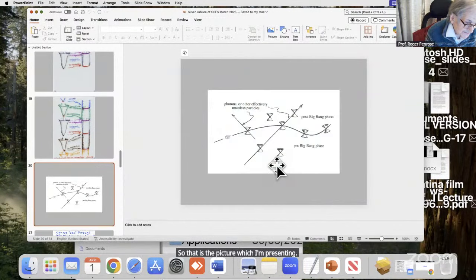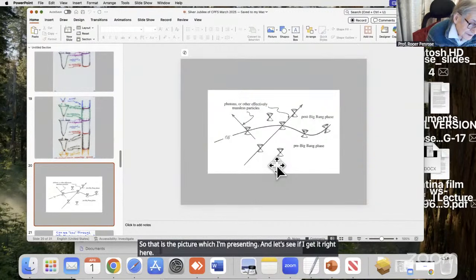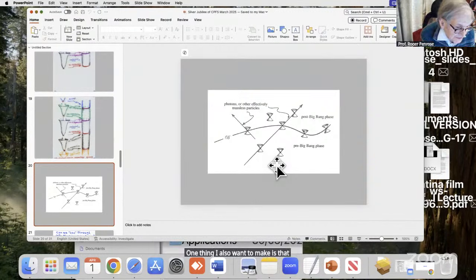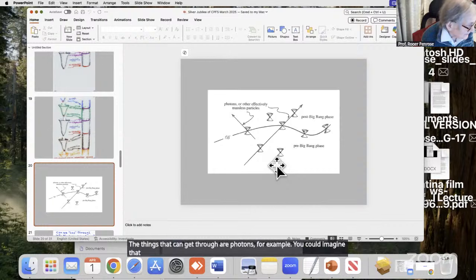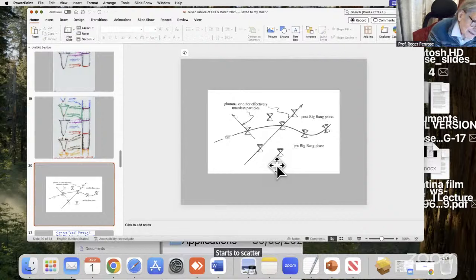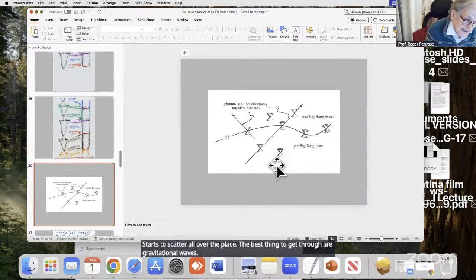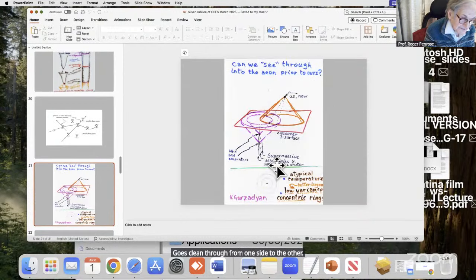And let's see if I get it right here. One thing I also want to make is that certain things can get through. The things that can get through are photons, for example. You could imagine that, but then they have a trouble on the other side because it's so dense and hot, and photons don't get very far. They start to scatter all over the place. The best thing to get through are gravitational waves. Gravitational waves go sailing through. They don't care about the dense matter at the other side. Gravitational radiation goes clean through from one side to the other. So that's the argument I'm making.